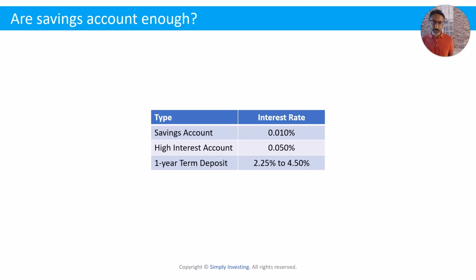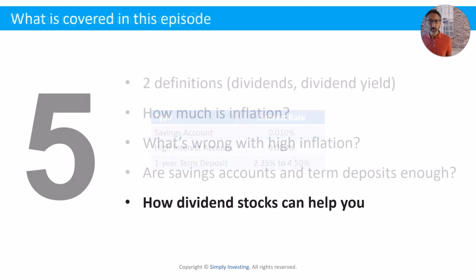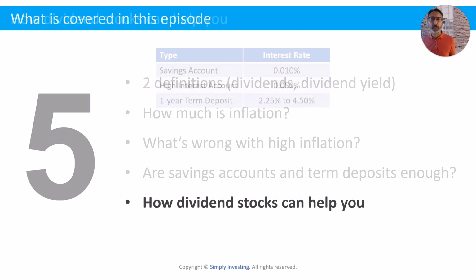So again, you can see all of these interest rates I've just listed off, and you can see them up on the screen. They're well below the 7% rate of inflation. So even putting money into any of these, you are going to be falling behind. There's going to be a decrease in the value of your money. So then how can dividend stocks help you here? How can they help you beat inflation? So let's take a look at that right now.